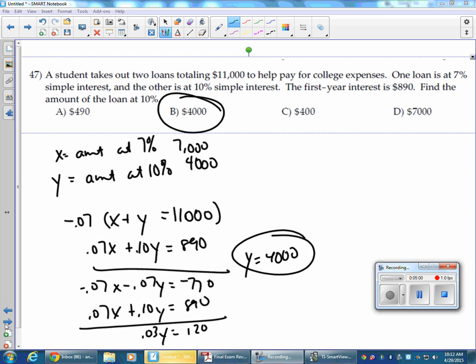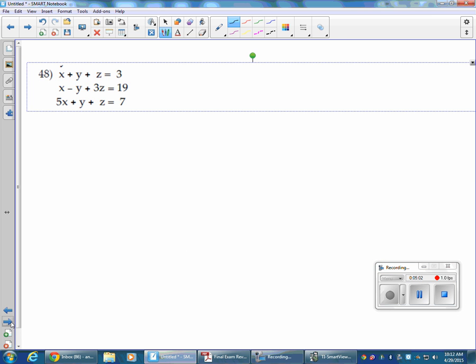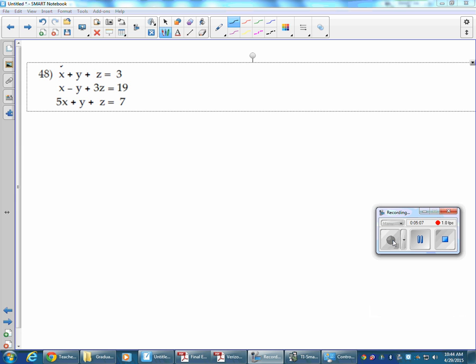4,000. Number 48 is a 3 by 3 equation. Alright, so solving this 3 by 3 matrix, we've got to figure out how to cancel a variable. Looking at this, it looks like the y's would be easy to cancel. So I'm going to first use the first two equations and add them together. That'll cancel out the y's. And then I'm going to use the last two equations because the y's are opposite there as well.